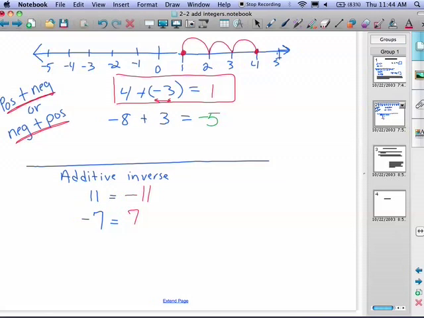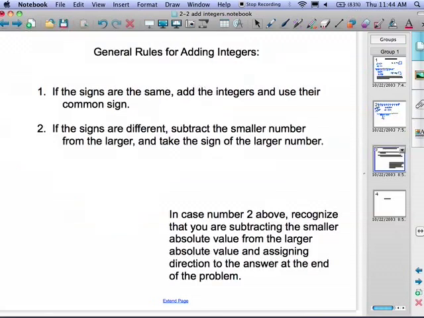So we go back to looking at adding integers. I'm going to show you some rules on the next board that will help you step away from using number lines for adding integers. General rules for adding integers. Number 1, if the signs are the same, add the integers and use their common sign.